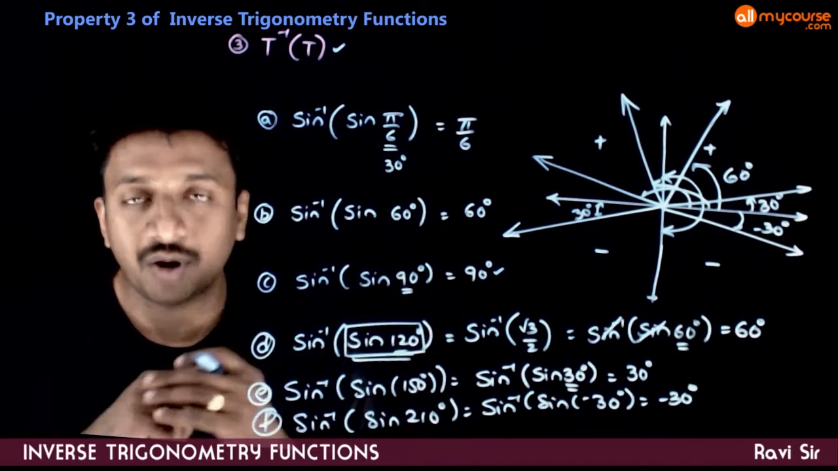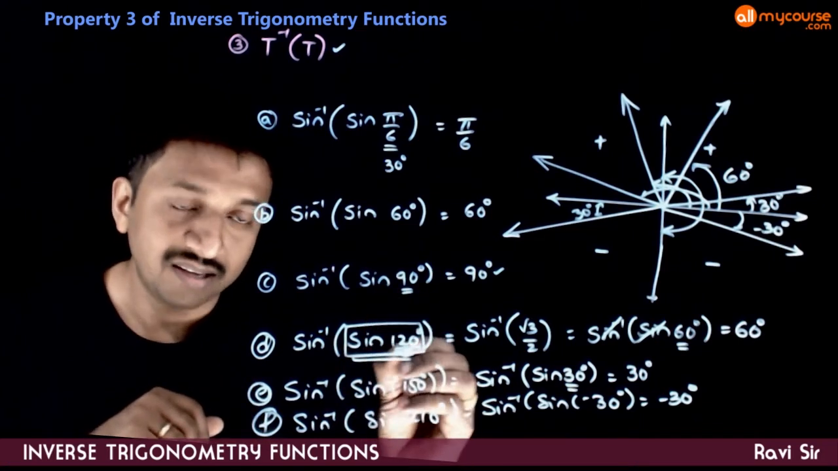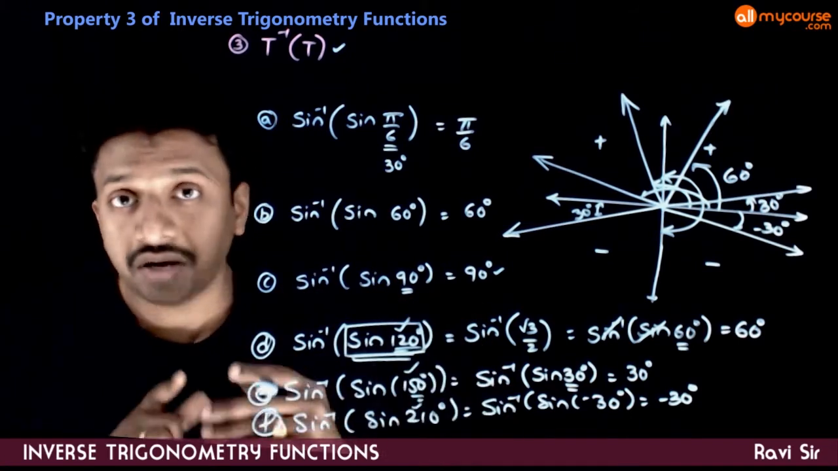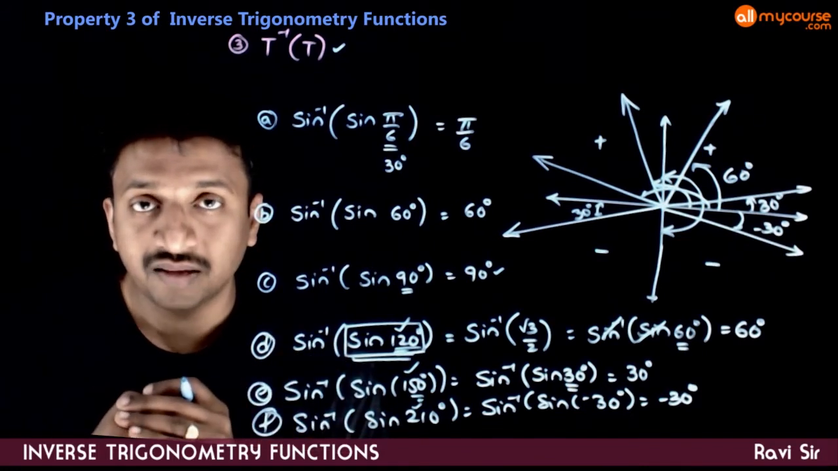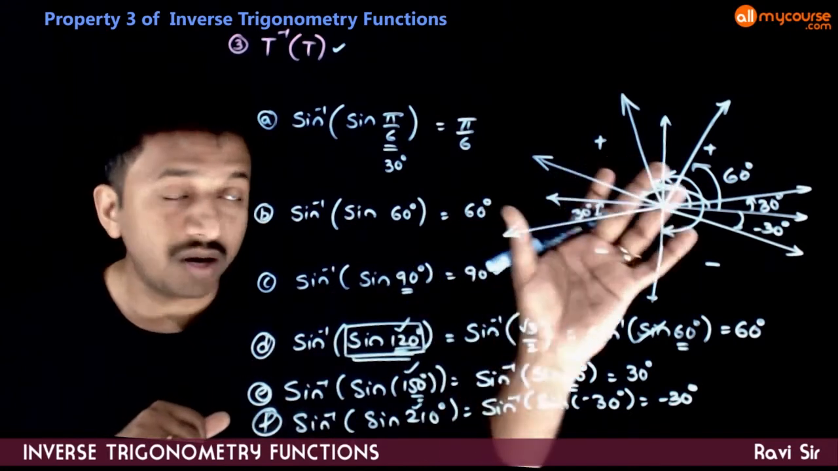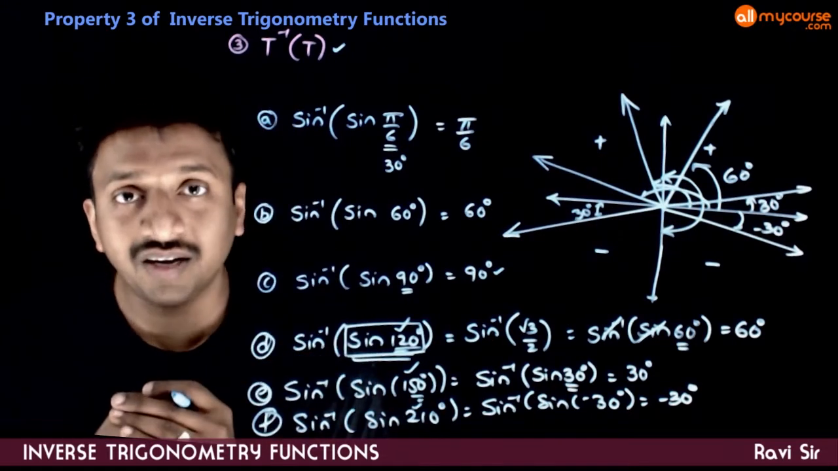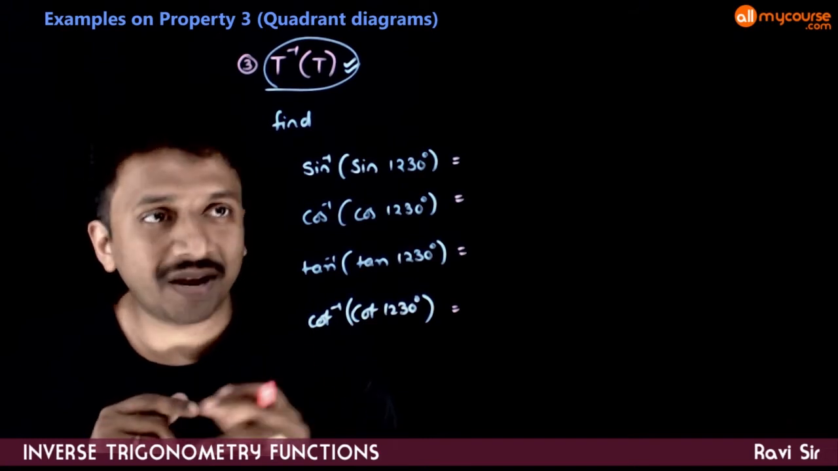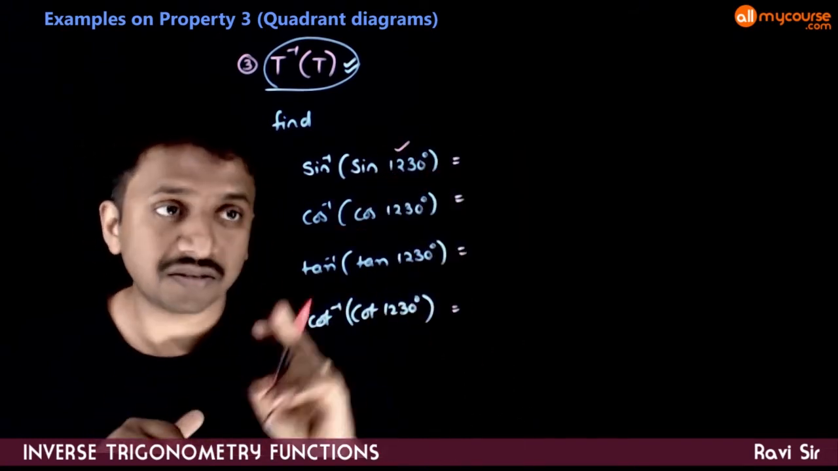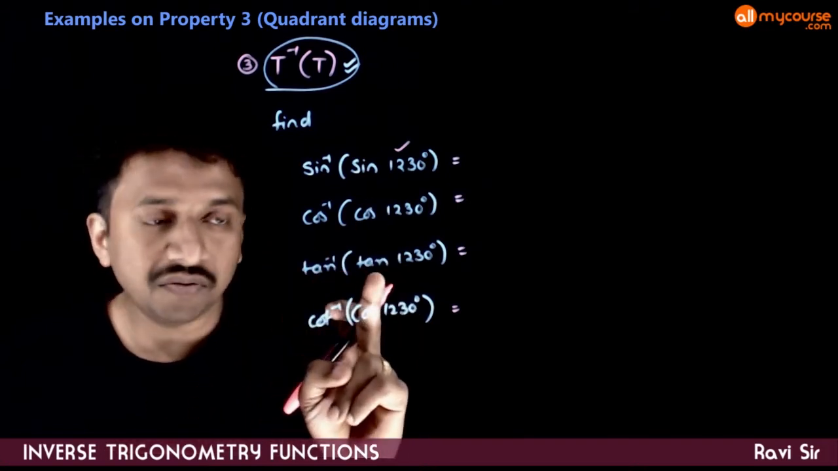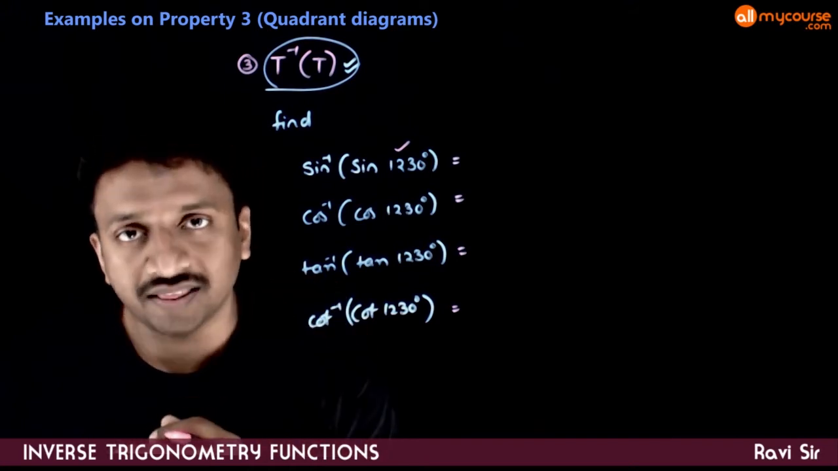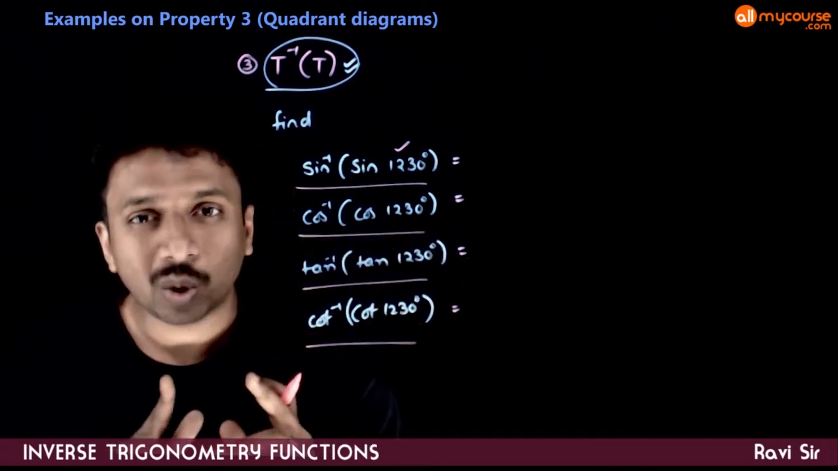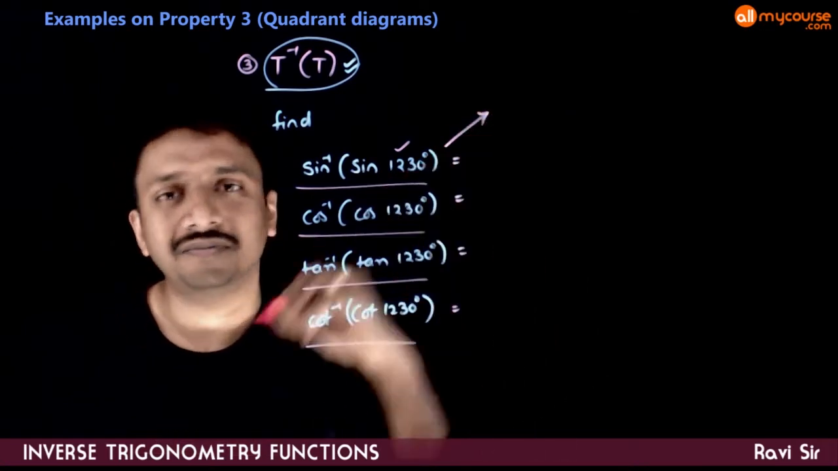So I hope you understand the basic process: how to simplify an expression of the form T inverse of T if the angle is not in the range of a particular trigonometric ratio. Now let us look at more examples and see the quadrant diagram for each of the different trigonometric ratios. So let us take these examples. In this example, you are asked to find sine inverse of sine 1230 degrees, cos inverse of cos 1230, tan inverse of tan 1230, cot inverse of cot 1230. Corresponding to each inverse trigonometric ratio, the quadrant diagram changes. So let us go to the first question.